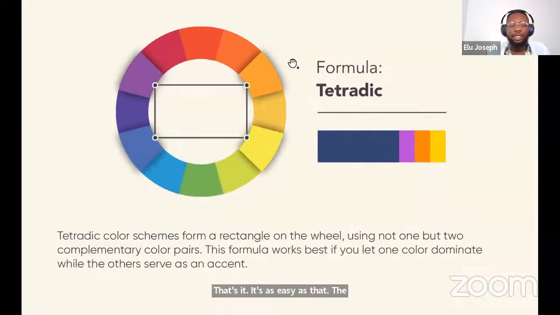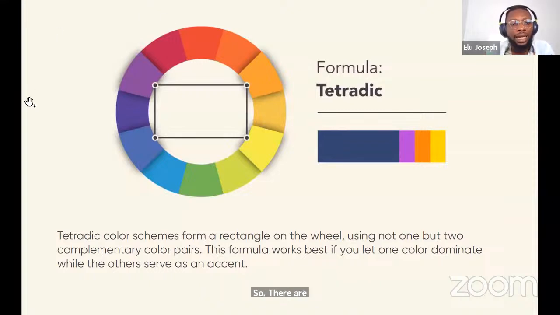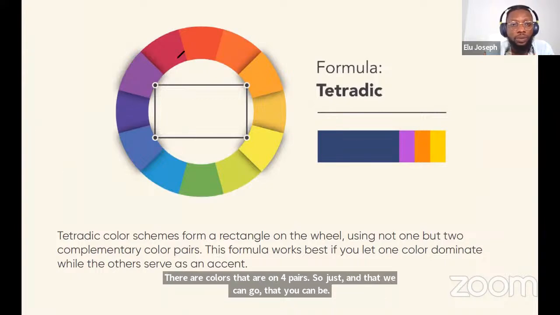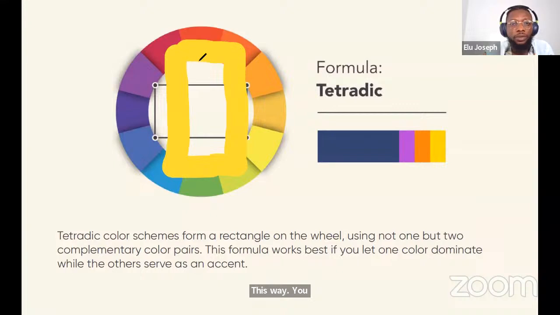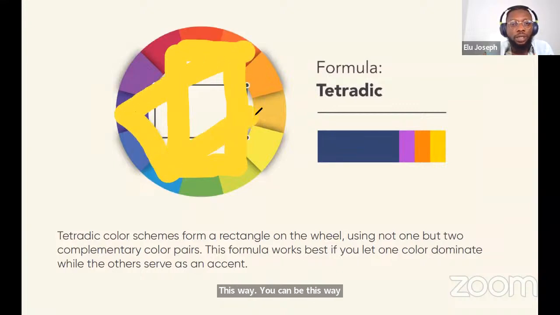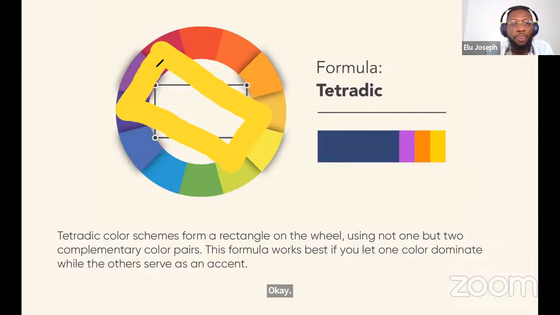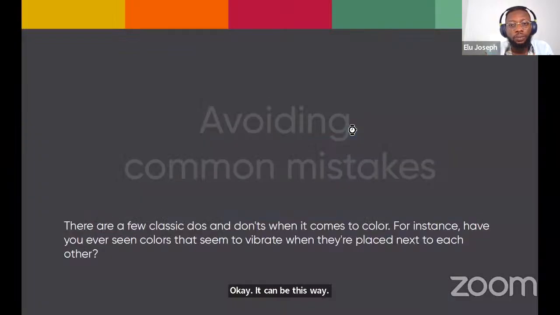The next is tetradic. Tetradic makes use of a rectangle. So there are colors that are on four pairs. And that rectangle, I mentioned that it can be this way. It can be this way. It can be this way. It can be this way. It's all up to you. Right? So I think I've answered that question.